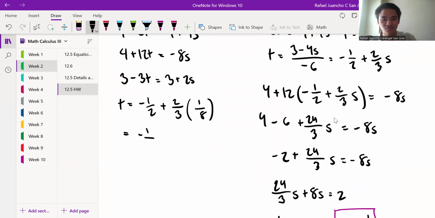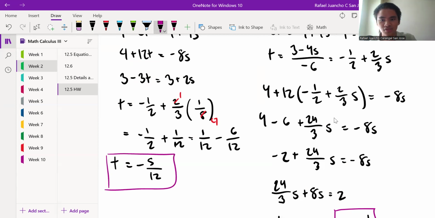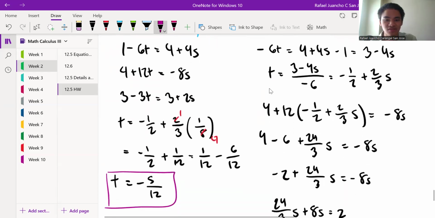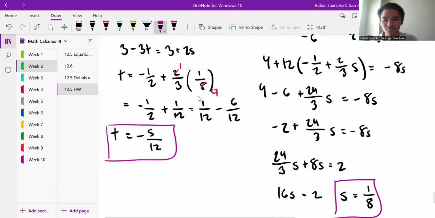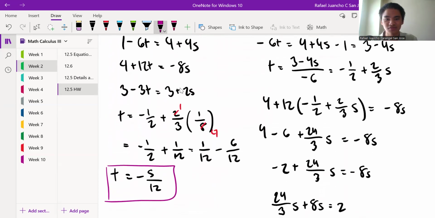So we're gonna get negative 1/2 plus, we can actually cancel. This is 1, 4. And then we get 1 over 12. Then 1 over 12 minus 6 over 12, negative 5 over 12, which is my t. So that's my t. Okay. Sorry if it's messy solving. Now I got t, I got an s.